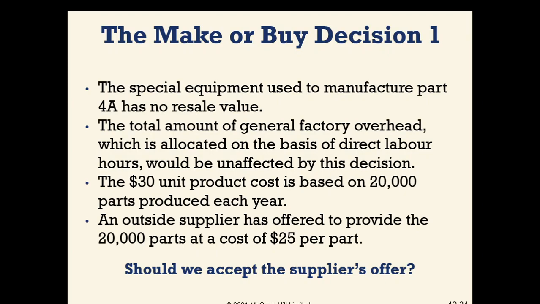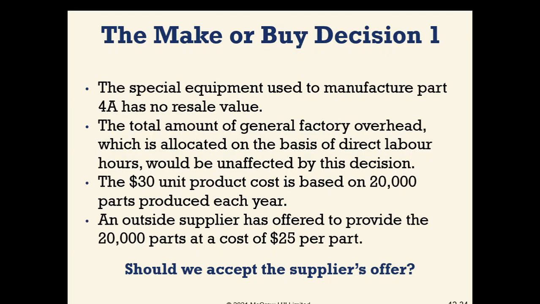The total amount of general factory overhead, which is allocated on the basis of direct labor hours, would be unaffected by this decision. The $30 unit product cost is based on 20,000 parts produced each year, and an outside supplier has offered to provide the 20,000 parts at a cost of $25 per part. So the question we're asking is, should we accept the supplier's offer?